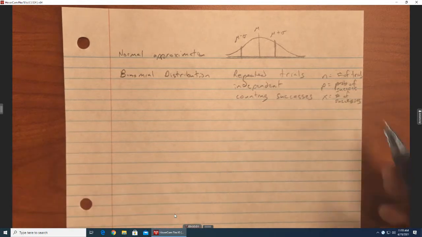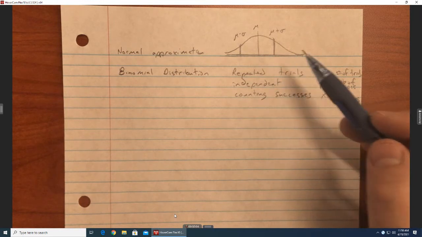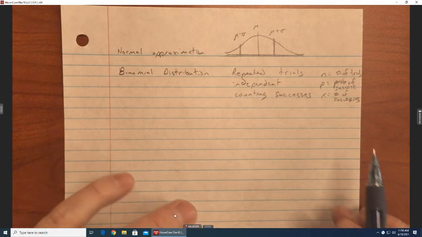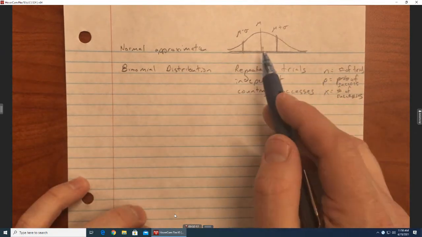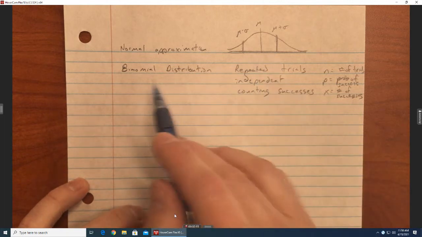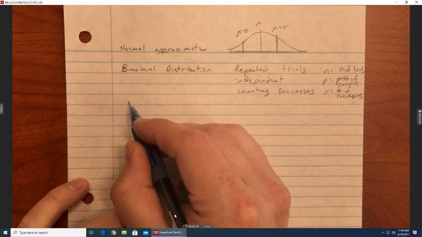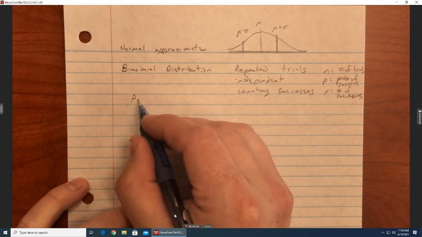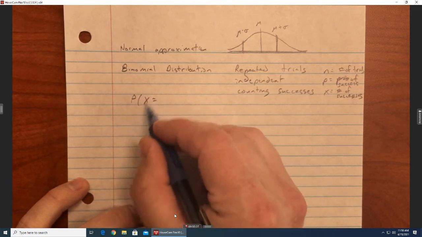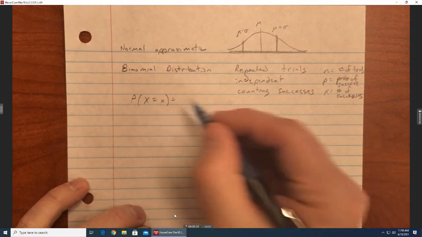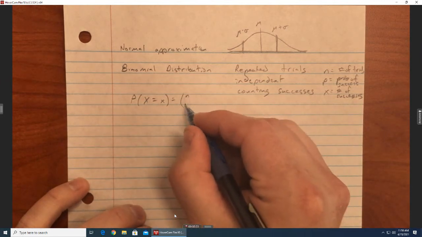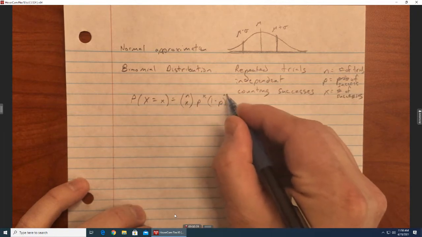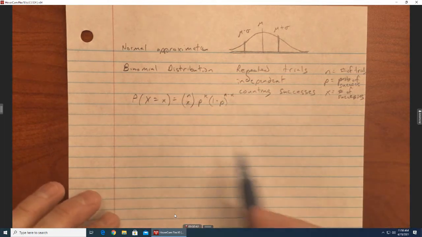All right, so you may be wondering what in the world does a normal distribution have to do with a binomial distribution? Where this comes in is when we start computing binomial probabilities. In general, the way we compute a binomial probability, we say the probability that our random variable is equal to some specific value, we would find by doing a combination. So this would be n choose x, p to the x, 1 minus p to the n minus x. This is the actual formula that's used to compute this.